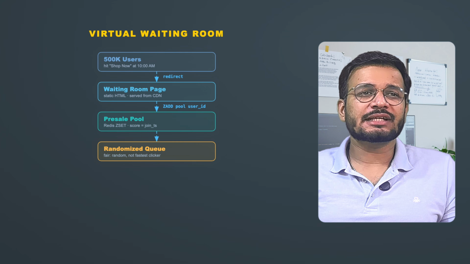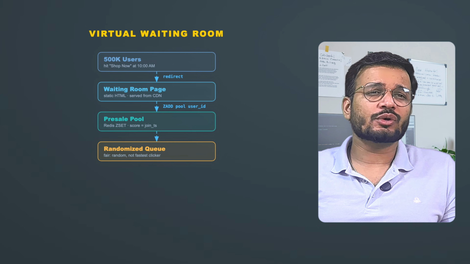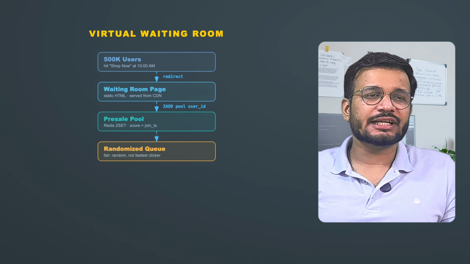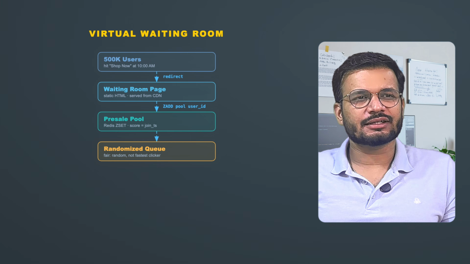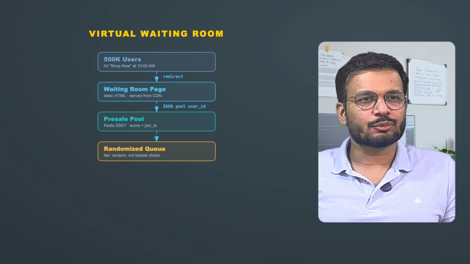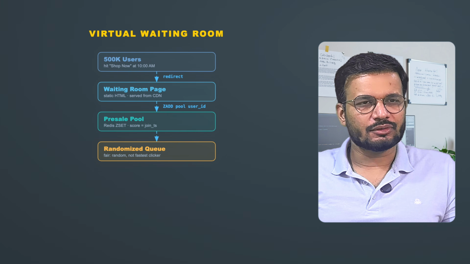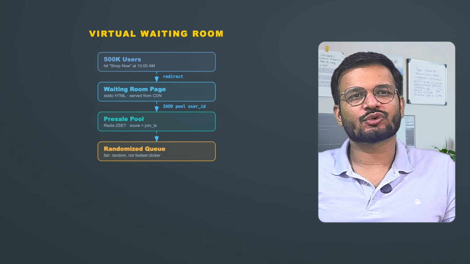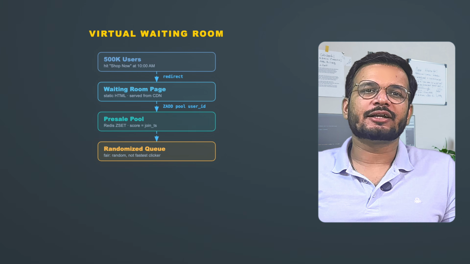Now, the waiting room page is a static HTML page served from the CDN. So zero origin load. Now, the queue state lives in Redis. The first one is the sorted set of the event, which has the pre-sale pool. It has all the members which are part of the pre-sale pool with the user ID, and the score is join timestamp. This is used for pre-sale random selection.